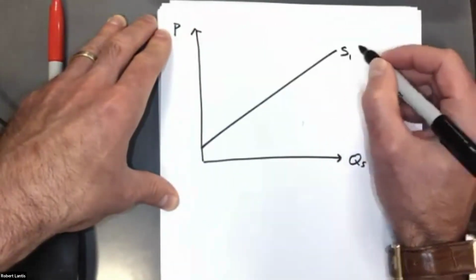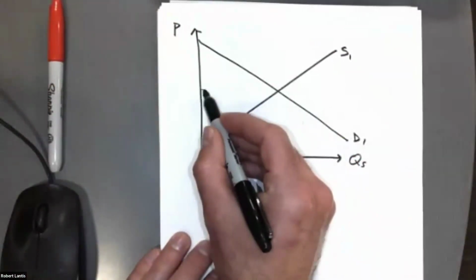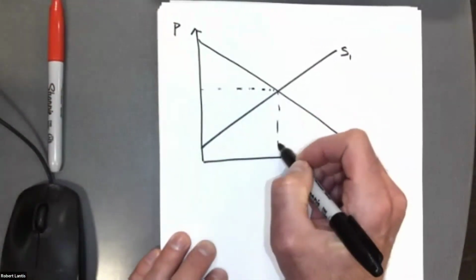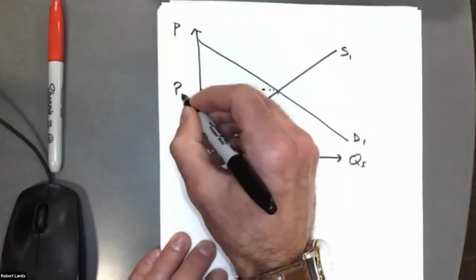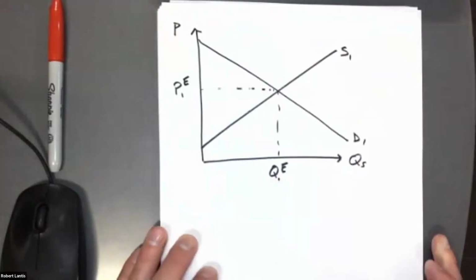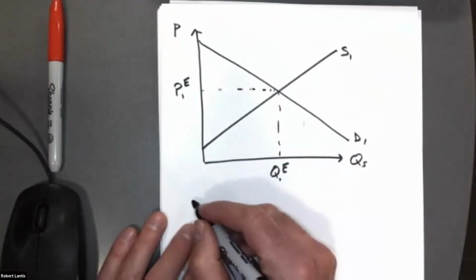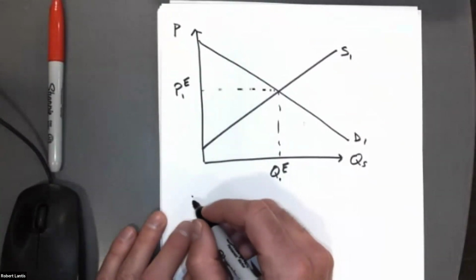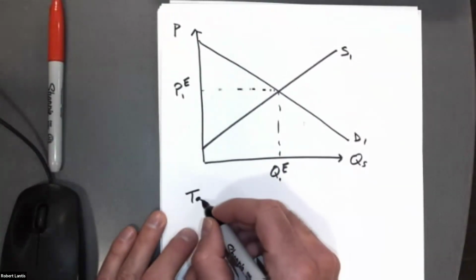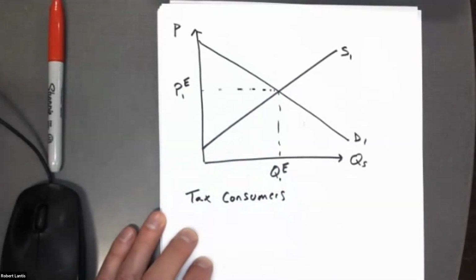So let's say first, I've got this market. It's currently in equilibrium. So that current equilibrium price and quantity is where supply is equal to demand. So here's my initial equilibrium price and quantity. Let's say we see a tax on consumers.